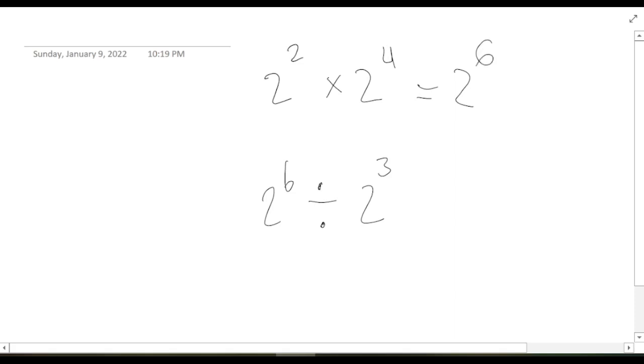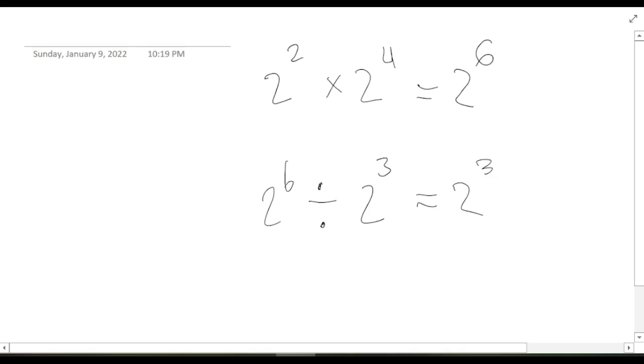And conversely, when we divide these exponents, we check to see if they have the same base. So this has 2, this has 2. We're going to rewrite the base. And now we're going to subtract the exponents. So 6 minus 3 is equal to 3. So our new exponent here would be 2 to the third.